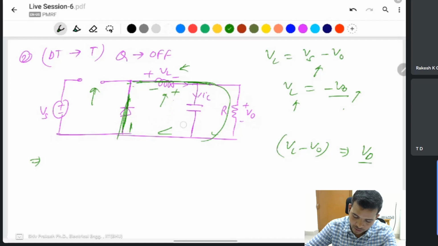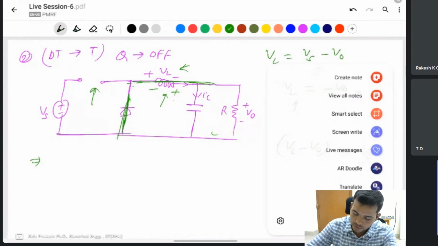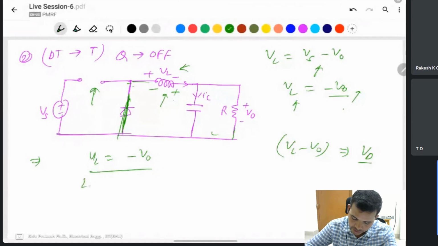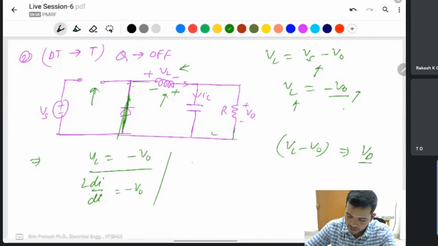Once it is turned on, if you take only the reference voltage, then VL will be a negative V naught. Yes, VL is minus something. So negative V naught, then you can say L di by dt is equal to minus V naught, and IC is the same as IL minus I naught. IC is dVc by dt.